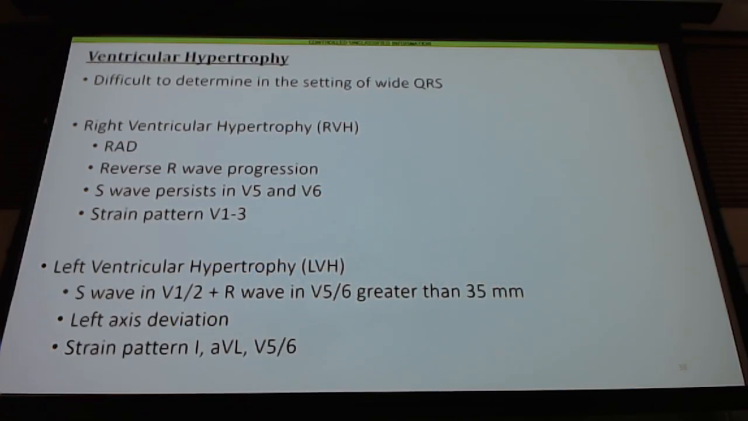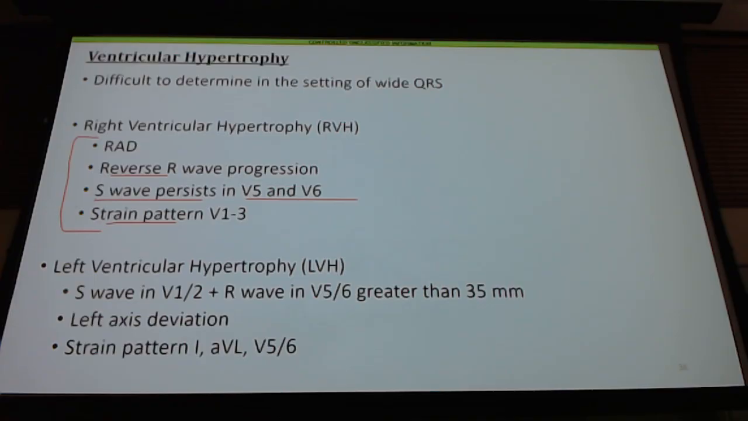Next, we're going to look and see, is there evidence of right ventricular hypertrophy? This is the criteria for it. We said right ventricular hypertrophy is one of the more common causes of right axis deviation, so we're going to see right axis deviation there. We're going to see that reverse R wave progression, mostly positive in V1 and mostly negative in V6. We're going to see the S wave persisting in the lateral leads, and a strain pattern, like T wave inversions or ST depressions present in V1 to V3. That's what you're going to see in right ventricular hypertrophy.